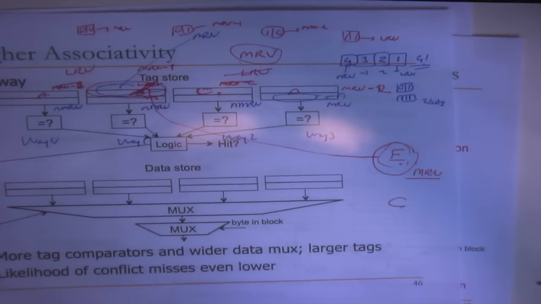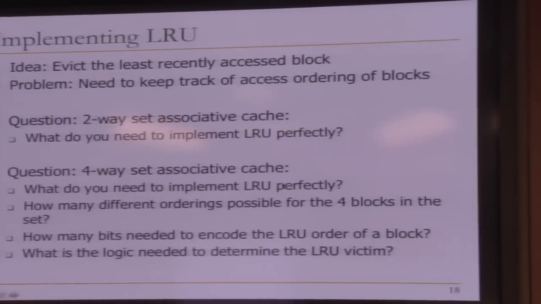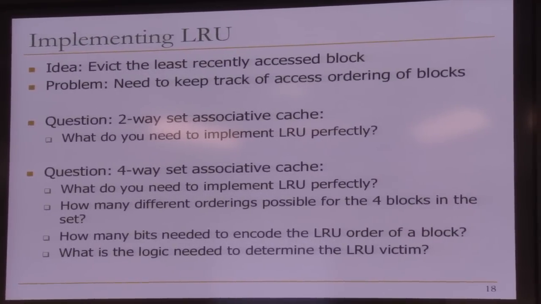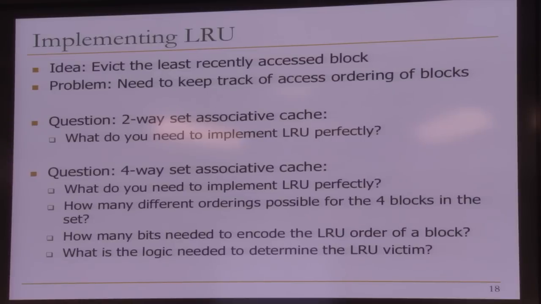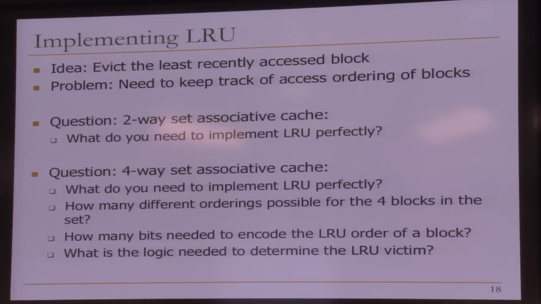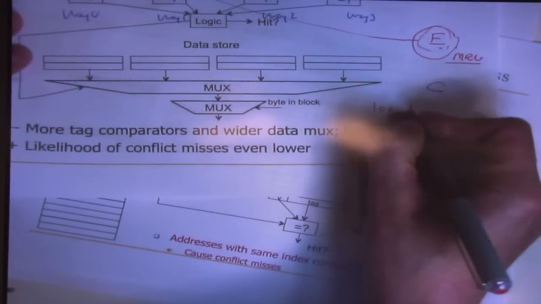Well, let's take this further. This minimizes the number of bits you need to store in a tag store entry, right? You need 5 bits in every tag store entry. What if you have n-way associative? In that case, it's really log base 2 of n factorial, right? I'll write it down, I think. This is really the minimum number of bits that you need, right?